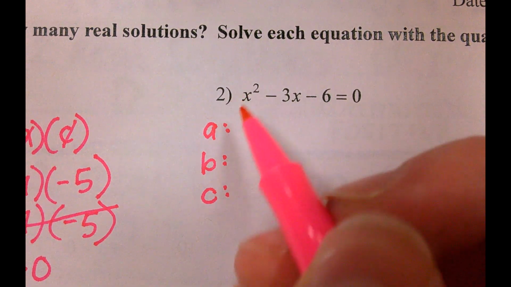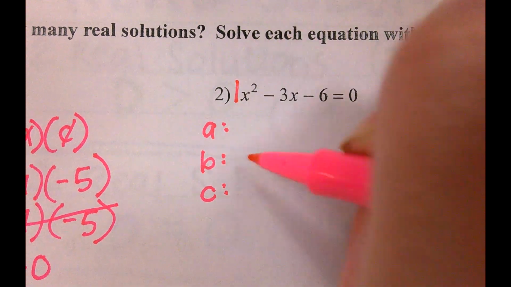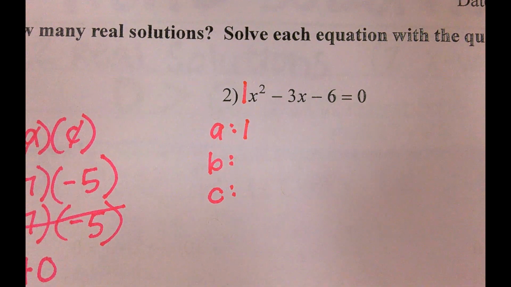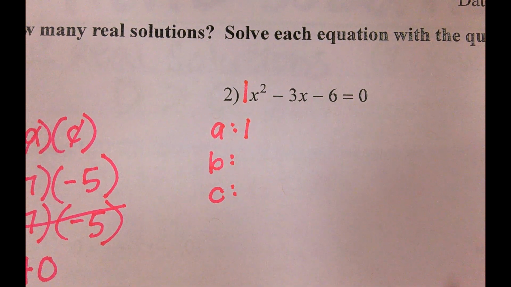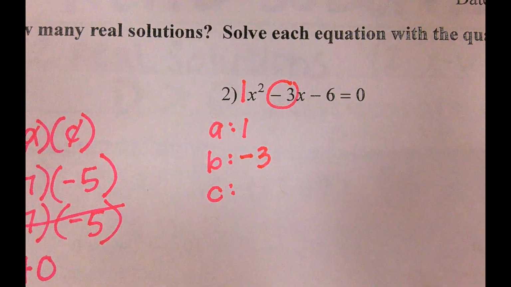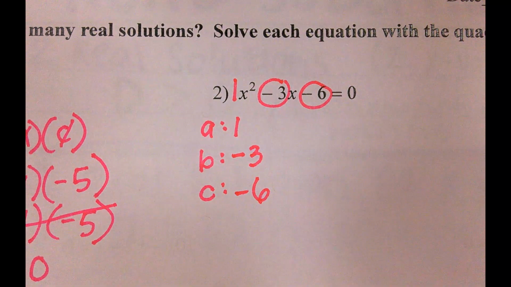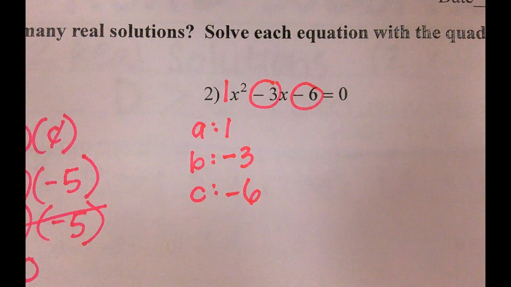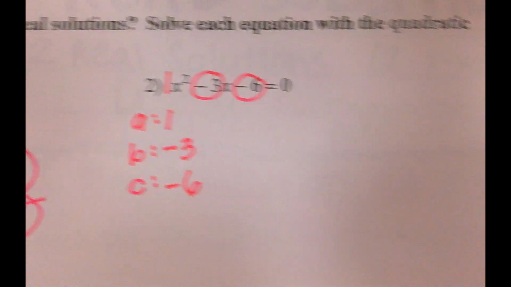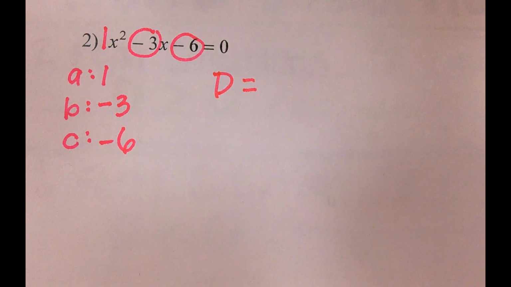So if there's no number in front of x squared, what would that number be? 1. There's that invisible 1. So A is 1. You were right on that. How about B? -3. And C? -6. Good. So 1, -3, and -6. And we want to find the discriminant. So when you think you know it, tell me what I should do next.